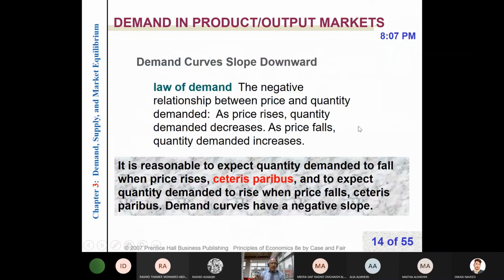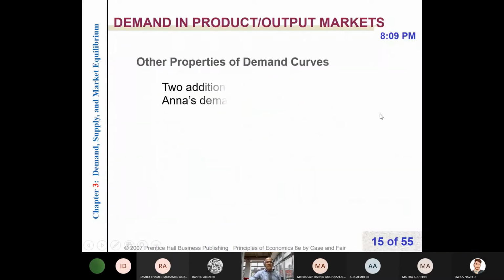So if the price of orange increases, I will buy less orange because I will look at banana, even if there is no change in the price of banana, I will look at it as cheaper. So I will buy more banana and less orange. So it is logic. And we have other constraints on why we buy less.